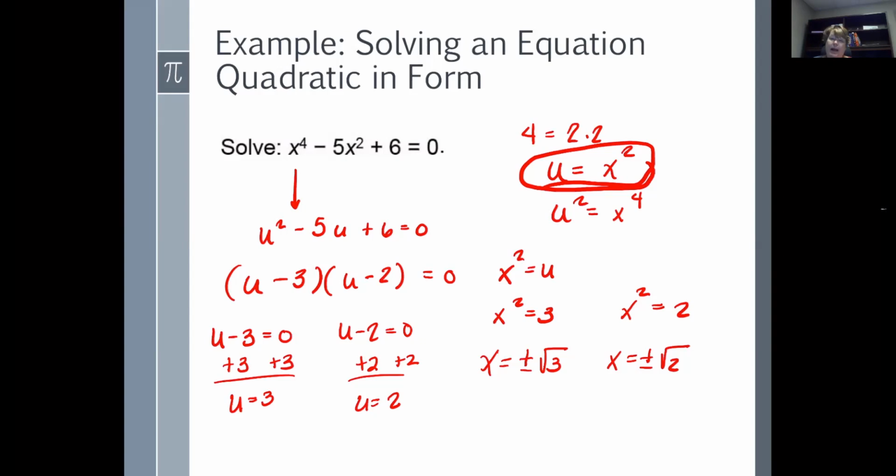All right, so now I have 4 solutions. Square root of 3, negative square root of 3, square root of 2, and negative square root of 2. And I'm just going to write this using the plus or minus just to save a little bit of work. Now, does it surprise you that you solved a 4th degree polynomial equation and you got 4 solutions? Talk about that more in chapter 3.